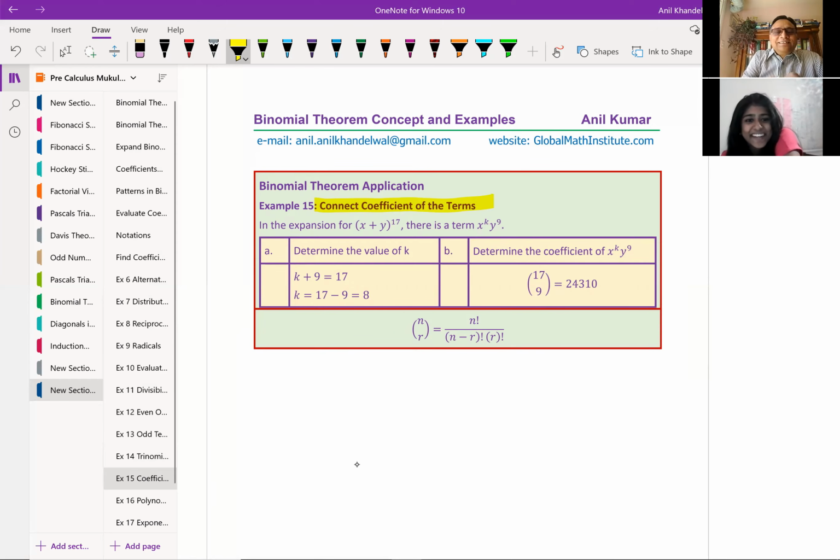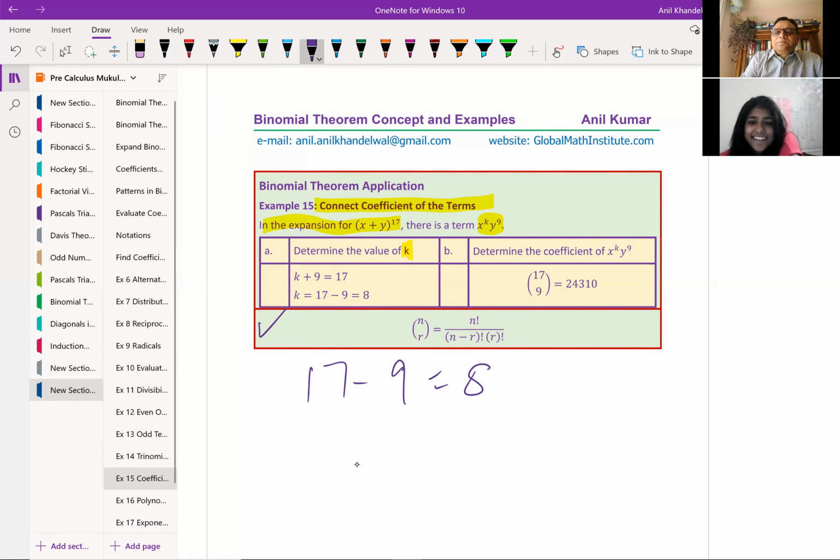So in the expansion of x plus y to the power of 17, there is a term x to the power of k, y to the power of 9. Determine the value of k. So 17 minus 9 is 8. So k is 8. Good.